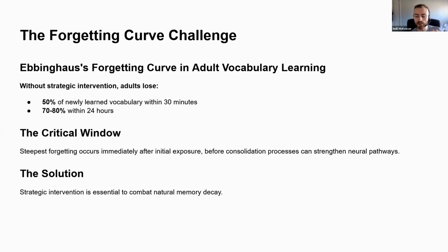The forgetting curve is basically a representation of how quickly information is lost from memory over time if there's no attempt to retain it. Without any kind of strategic intervention, adults will lose 50% of newly learned vocabulary within 30 minutes. That's quite a lot, and that's quite fast. And 24 hours later, they've probably already forgotten 70 to 80% of that.